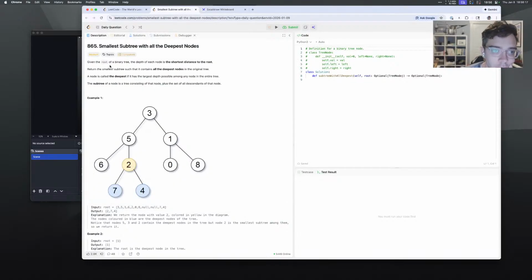Okay, here's today's problem: the smallest subtree with all the deepest nodes. Given the root of a binary tree, the depth of each node is the shortest distance to the root. Return the smallest subtree which contains all the deepest nodes. A node is called the deepest if it has the deepest depth possible among any node in the entire tree. The subtree of a node is a tree consisting of that node plus all descendants of that node.